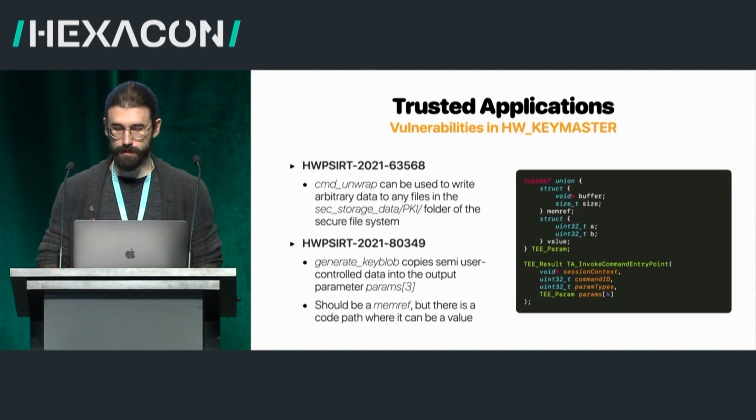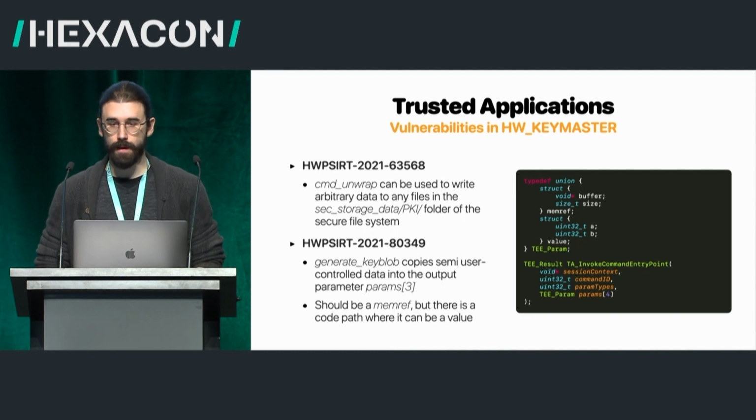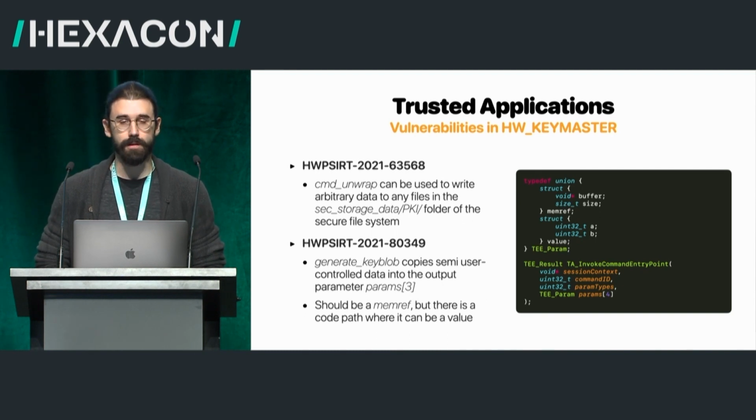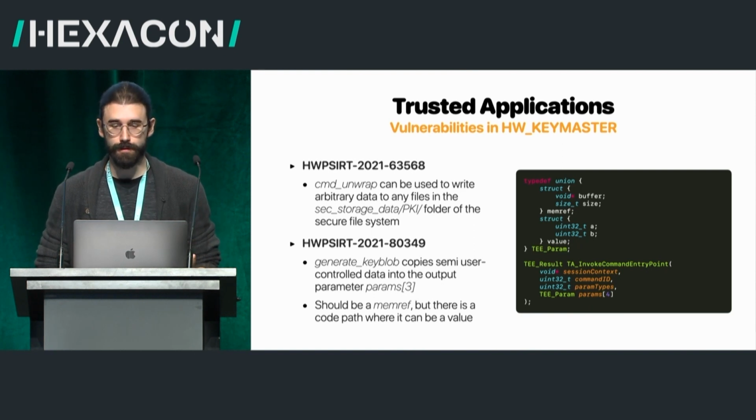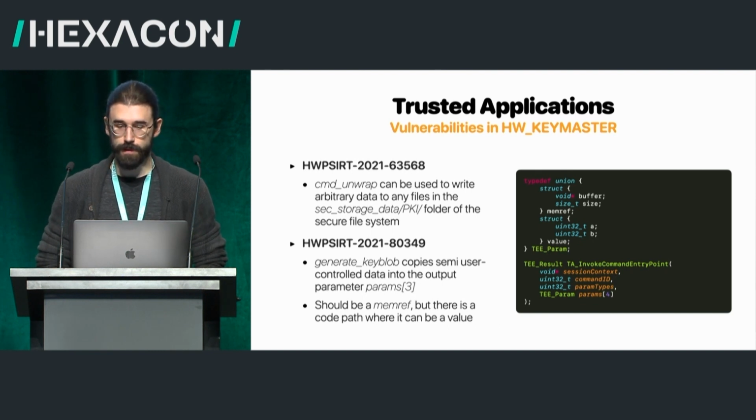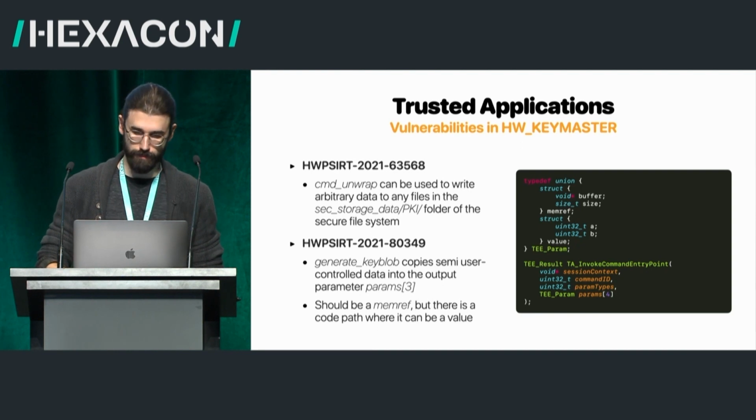So here are some details about 2 vulnerabilities we found in the Keymaster trusted application. The first one can be used to write user-controlled data in a file of the secure file system, and the second one is a missing check on a parameter type. This allows us to specify an integer where the program expects an output buffer address, which means that we will be able to copy partially controlled data at an arbitrary address.